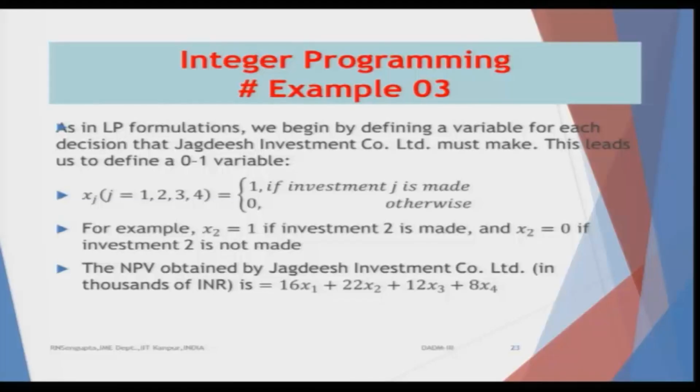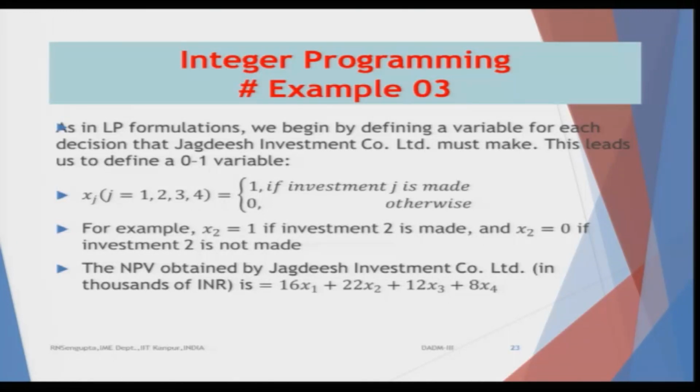So, for example, I will repeat it, x2 is 1 if investment 2 is made, x2 is 0 if investment 2 is not made. So, if I consider the total net present value coming out from investment 1, 2, 3, 4, which were respective values of 16,000, 22,000, 12,000 and 8,000, the total net present value obtained by Jagdish investment company would be 16 x1. So, x1 can be 0 and 1.